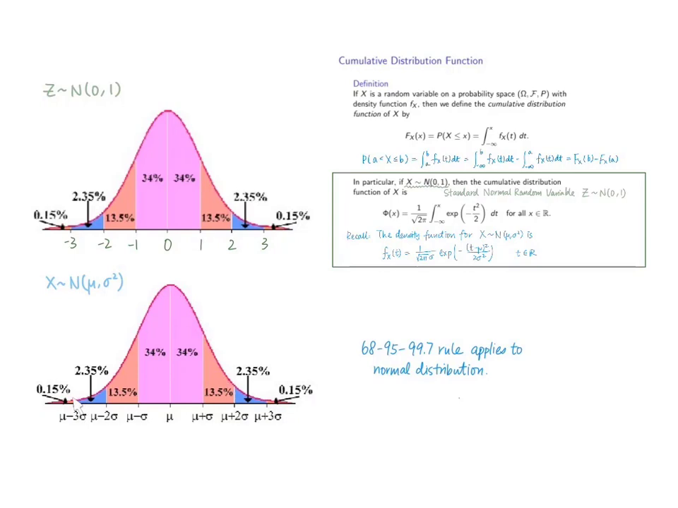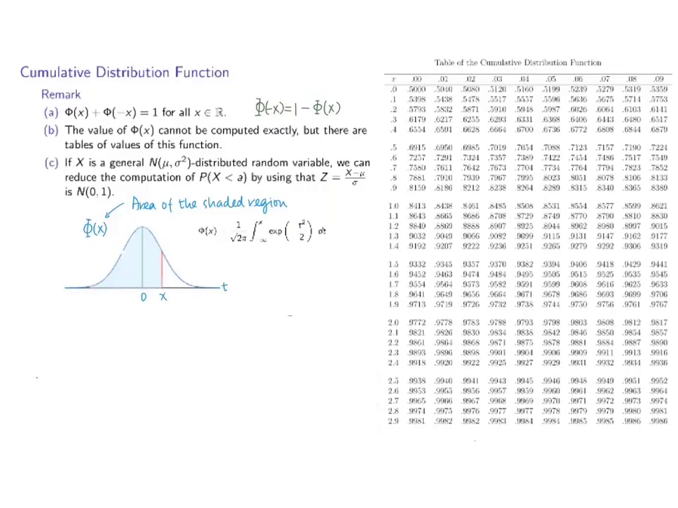For Z, which is a standard normal distribution, then the chance that Z is between negative 1 to 1 is 68%. And the chance that Z is between negative 2 to 2 is 95%, whereas there is a 99.7% chance that Z is between negative 3 to 3. However, it is difficult to find the value of this integral for other values of x. Instead, we refer to the table for the value for phi x.